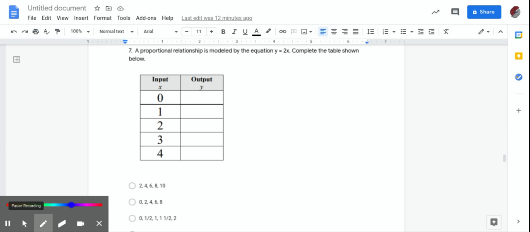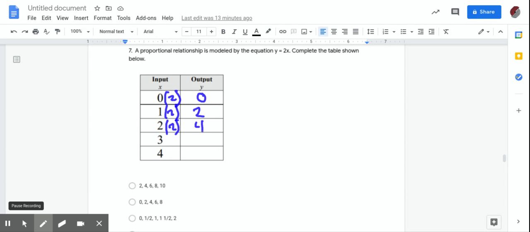Question 7. A proportional relationship is modeled by the equation y equals 2x. Complete the table shown below. So to solve this, we're going to multiply our input values times 2. So 0 times 2 would give me 0. 1 times 2 would give me 2. 2 times 2 would give me 4. 3 times 2 would give me 6. 4 times 2 would give me 8.